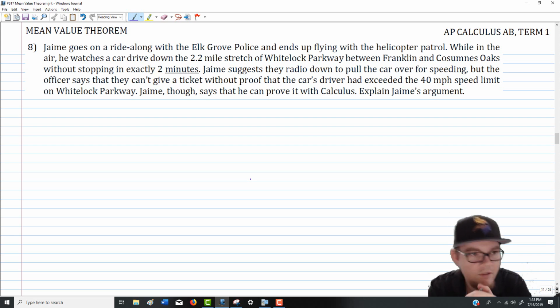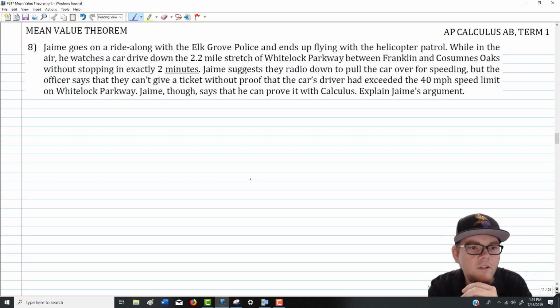So in our situation, we'll read the story once. Jaime, this is based on, I think he just graduated. Maybe he's graduating this year. Jaime Campos, like his brother Joel, is at Franklin still. So Jaime goes on a ride-along with the Elk Grove police and ends up flying with the helicopter patrol. Not sure if we have one of those, but for the sake of fiction, we do.